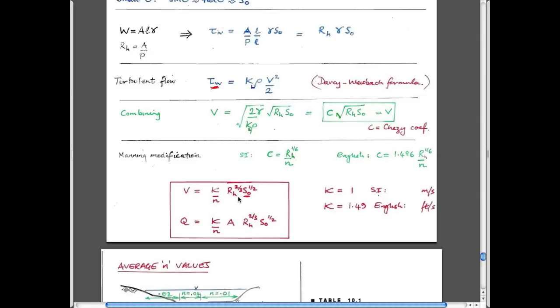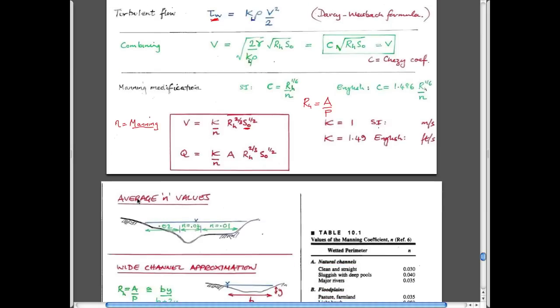The hydraulic radius is defined as the area divided by the perimeter. The wetted area, the cross-sectional area divided by the perimeter, I think. And N is our friction factor, or Manning coefficient. N is equal to Manning, who is the guy along with Chézy, a French engineer, who came up with this idea.